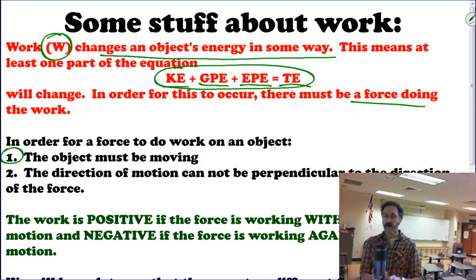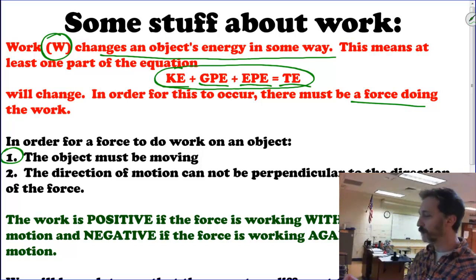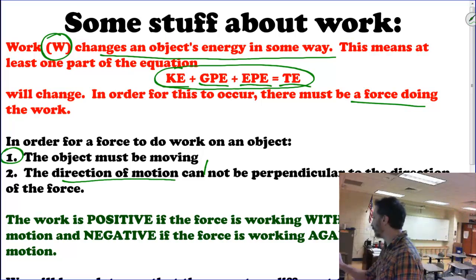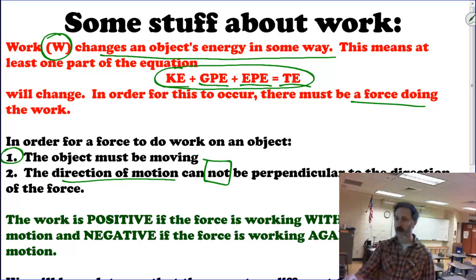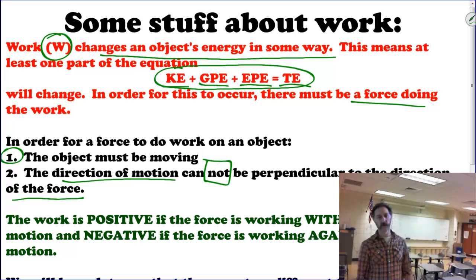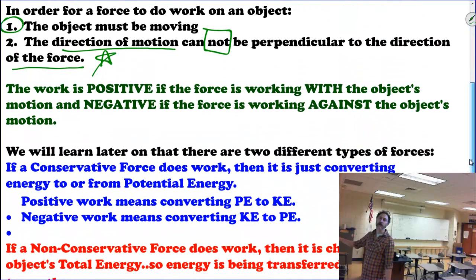All right, the second thing that has to be true is this. The direction of motion cannot be perpendicular to the direction of the force. So if the motion is this way and the force is this way, no work is being done. All right, and I'll show you that in an example here in a minute. Okay. All right, a couple other things.